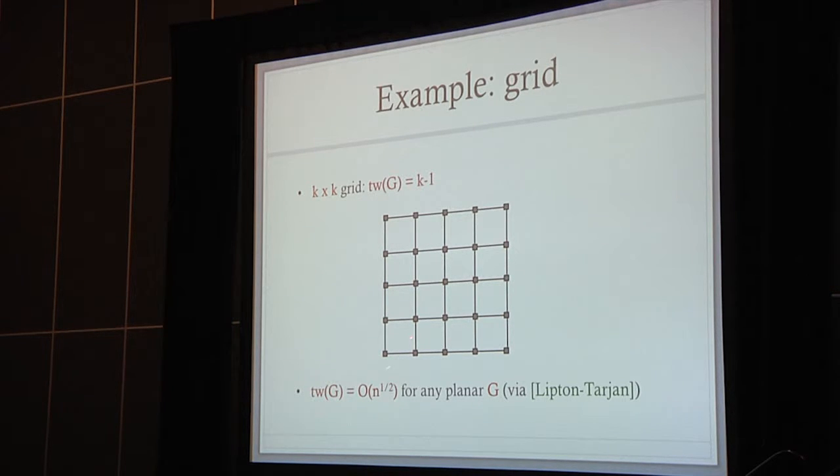And moreover, we can also show that for any planar graph, the tree width is at most square root n by, again, using Lipton and Tarjan's separator theorem, because every planar graph can be decomposed using separators of size square root n. So it must be that the tree width cannot be more than square root n. Okay. So this is really the worst planar graph in terms of the tree width. The grids are the most complicated planar graphs as far as tree width is concerned.